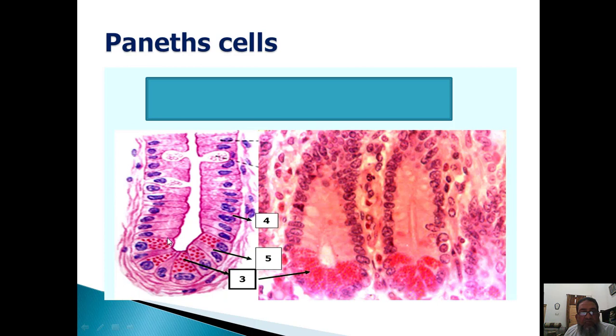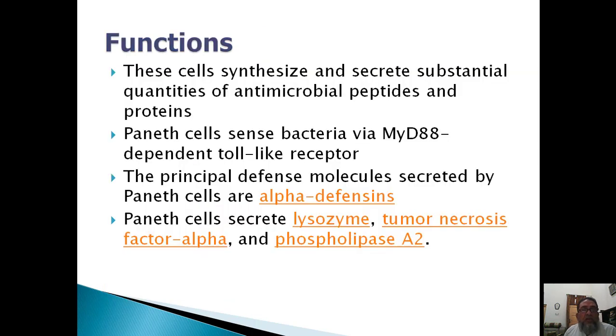Now this was the diagrammatic presentation, but this is a picture of the H&E stain. This is a collection of various granules in the supranuclear region. What functions do they perform? These cells synthesize and secrete a substantial quantity of antimicrobial peptides and proteins. A very important function, they are the scavenger cells. They are the defensive cells of the intestine.